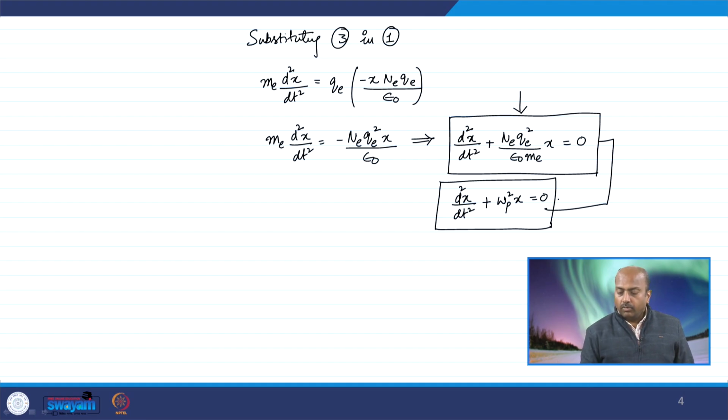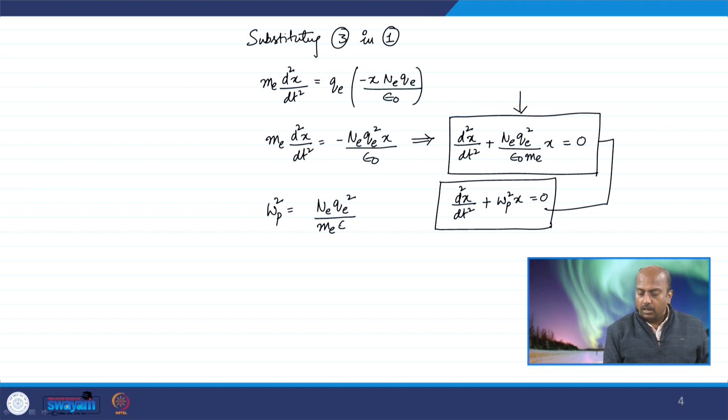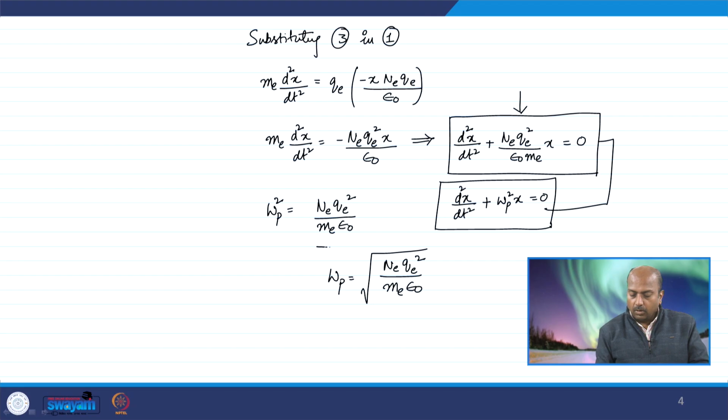If you compare these two equations, you will realize that the multiplying factor of displacement in the second term should be in the dimensions of omega p square. What is omega p? Omega p is the characteristic oscillation frequency. So omega p square should be equal to Ne QE square by Me epsilon naught. Or omega p, the angular frequency, is the square root of NE QE square by ME epsilon naught.